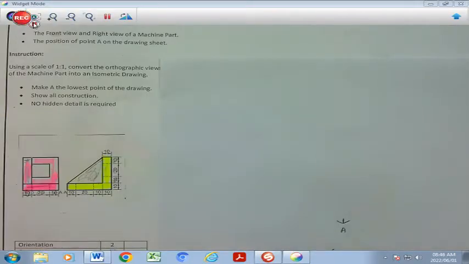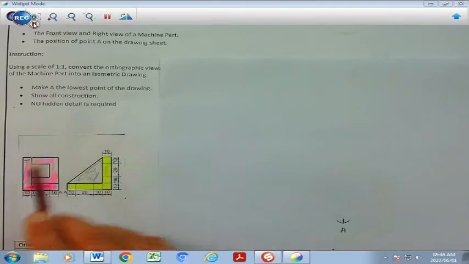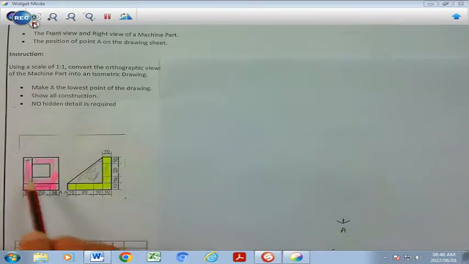In our third question, which is the isometric drawing, you are given two views, of which that is your front view over here and that is your right view. And you will see that there is an upright here at the back and a platform here with a slanted side, and the slanted side will be on this side.